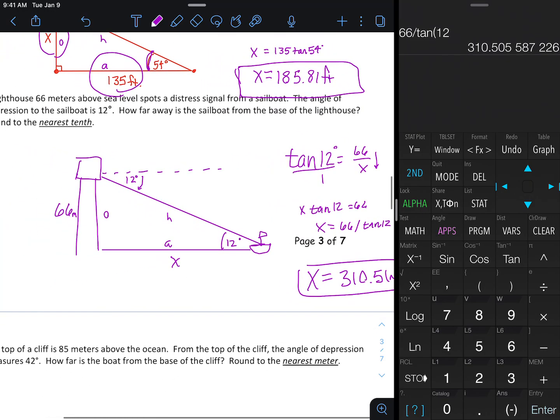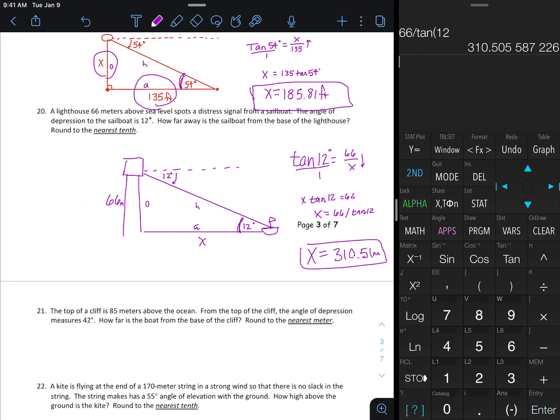You know, if you think about it, the way the triangle is drawn right here, this x distance must be way bigger than the 66 distance. And that's based off of the angles and everything.